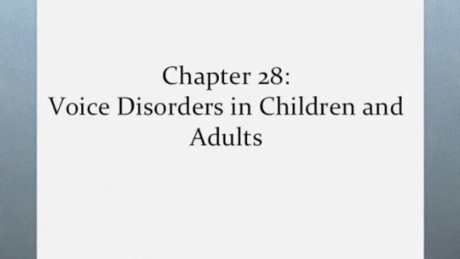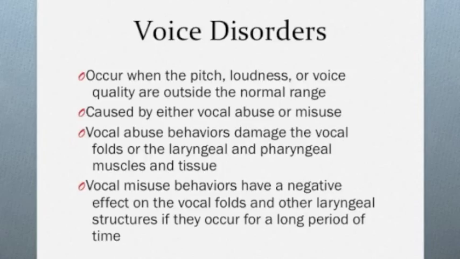Chapter 28, Voice Disorders in Children and Adults. Now let's discuss what happens when the normal process of vocal production is disrupted. Voice disorders are said to occur when the pitch, loudness, or voice quality are outside the normal range that is expected of the person's age and gender.